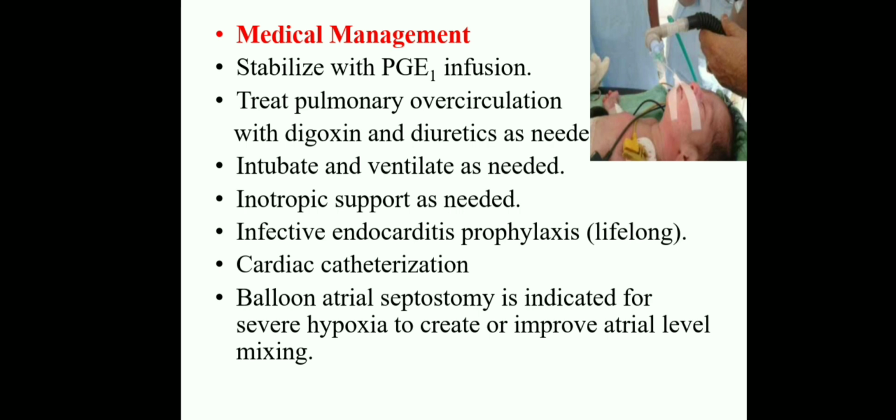Means here you should administer the prostaglandins infusion. So you should maintain the child's respiration and heart rate, and then treat the pulmonary over circulation with digoxin and diuretics as needed. So you should administer the medication to control the pulmonary over circulation, that is digoxin and then diuretic as needed. And next, coming to intubate and ventilate as needed.